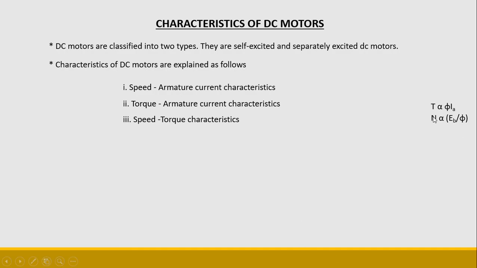First condition is T is proportional to phi Ia. Second condition is N is proportional to Eb divided by phi. T is torque developed in armature, phi is flux, Ia is armature current, N is speed in RPM, Eb is back EMF in volts, phi is flux in Weber. By knowing these two conditions only, we can understand the following characteristics.